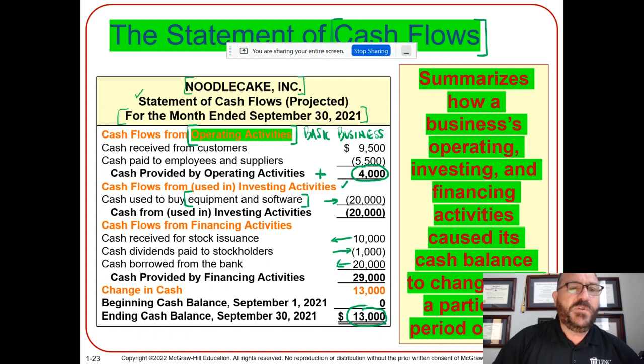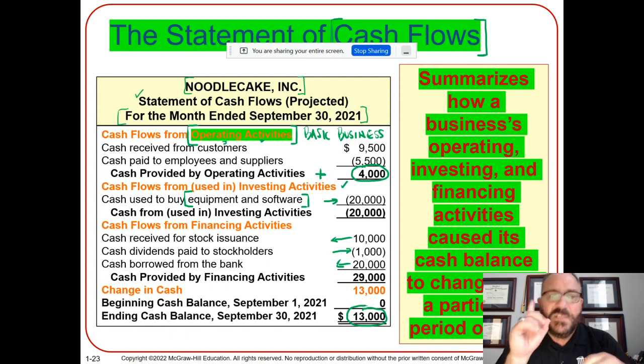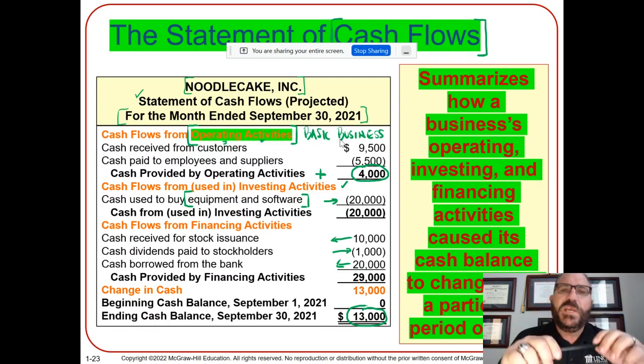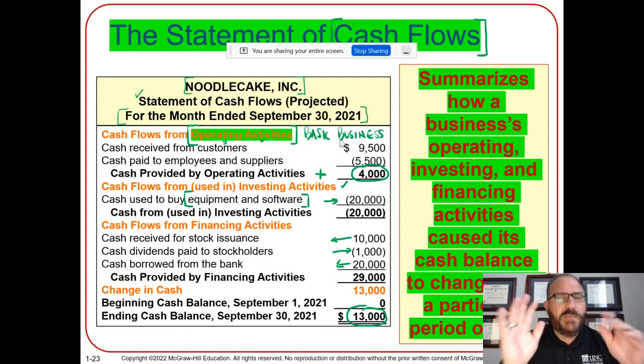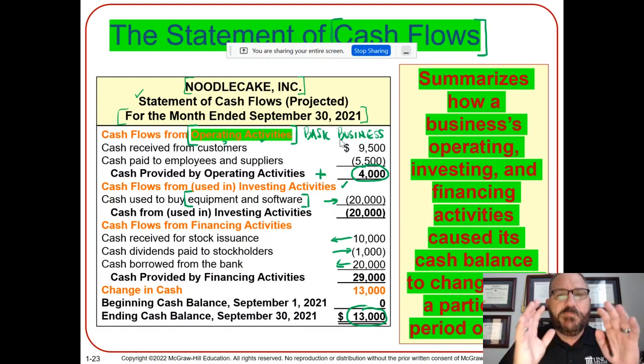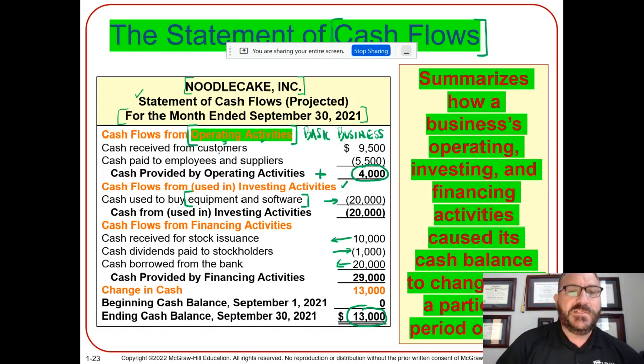It says cash flow from operating activities. Now, operating activities are the basic business. So let me give you an example. Let's say you were looking at a Subway sandwich shop. Now, how does Subway make money? They sell sub sandwiches, they sell chips, they sell cookies, wraps, stuff like that, right? That's their main business, right? So notice it says cash received from companies, cash paid to employees and suppliers.